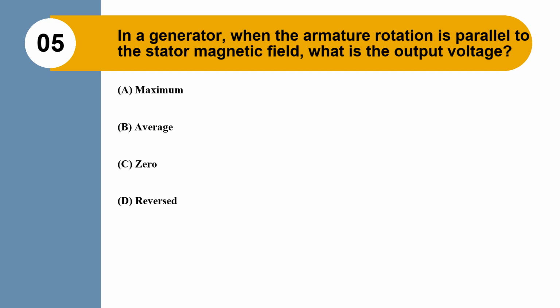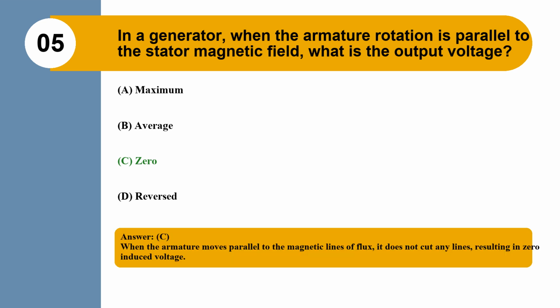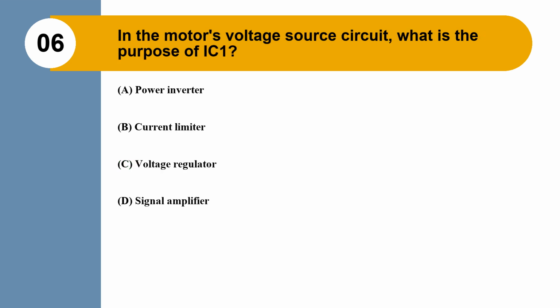Question 5. In a generator, when the armature rotation is parallel to the stator magnetic field, what is the output voltage? Option A, maximum. Option B, average. Option C is 0. Option D, reversed. The correct answer is option C, 0. When the armature moves parallel to the magnetic lines of flux, it does not cut any lines, resulting in zero induced voltage.